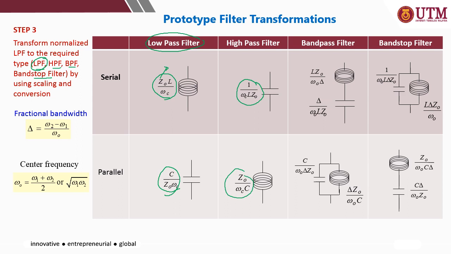If you refer to the band pass and band stop, there's a delta here, which basically represents the fractional bandwidth, which you can calculate by using the higher frequency minus the lower frequency at the passband area at the minus 3 dB point, divided by omega naught. Omega naught is the frequency of interest, or basically the center frequency of the system. So omega naught, the center frequency, equals the higher omega plus the lower omega divided by 2, or you can also use this equation.